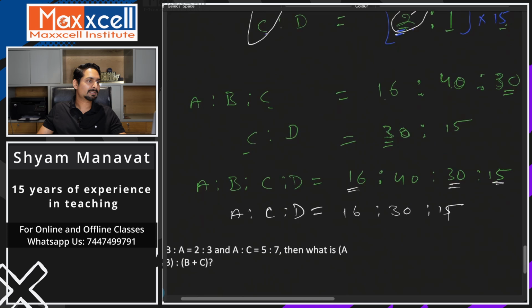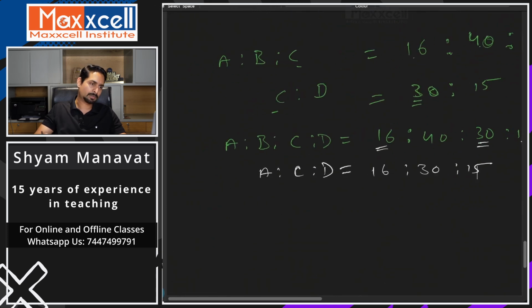And when you write this, match with the option. Or you can also see, can we still deduct further? Deduct means can you cancel by some common number? You cannot. 16, 30, 15, there is no common number which can divide all of them. So this is the ratio. I hope you are getting scaling property.